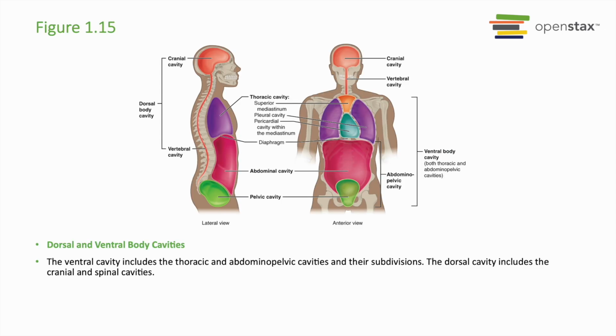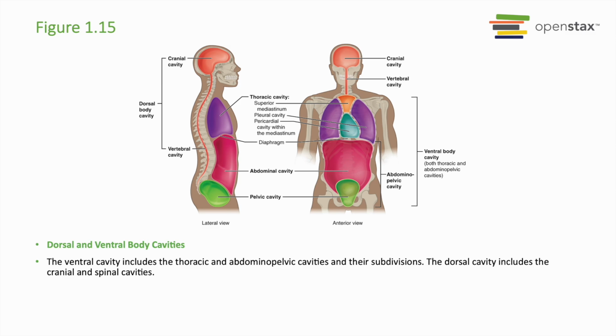Figure 115. Dorsal and ventral body cavities. The ventral cavity includes the thoracic and abdominopelvic cavities and their subdivisions. The dorsal cavity includes the cranial and spinal cavities. This illustration shows a lateral and anterior view of the body and highlights the body cavities with different colors. The cranial cavity is a large, bean-shaped cavity filling most of the upper skull, where the brain is located.